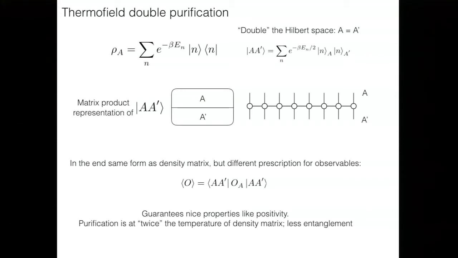Another possible advantage of it is that, at least if you're working at finite temperature states, you can see it takes the same form of the equilibrium density matrix, but at half the temperature. And we expect that at higher temperature, there's going to be less entanglement, so it's going to be easier to represent.